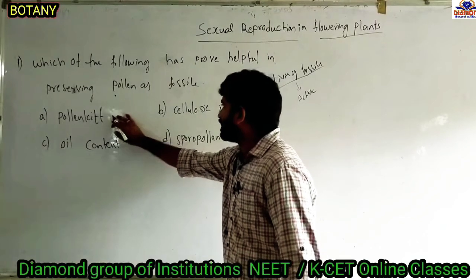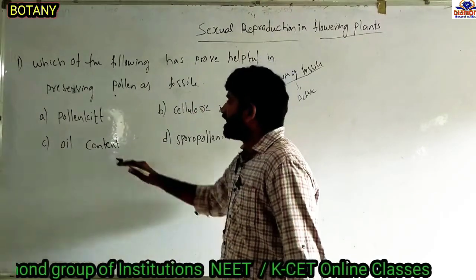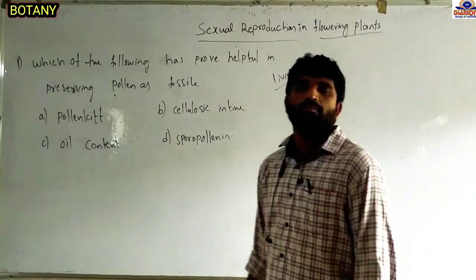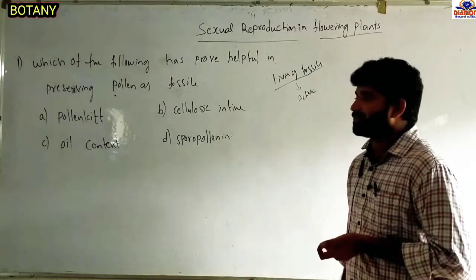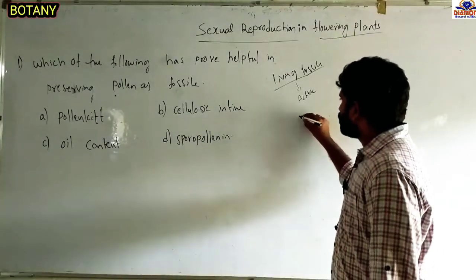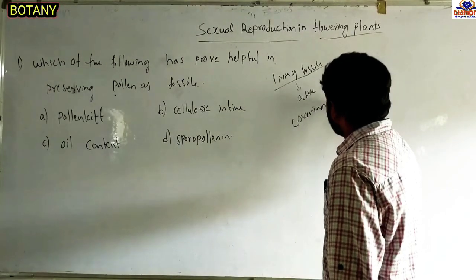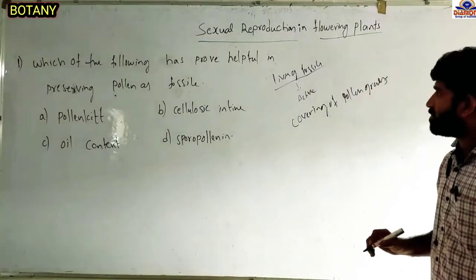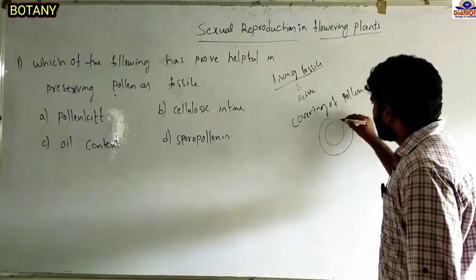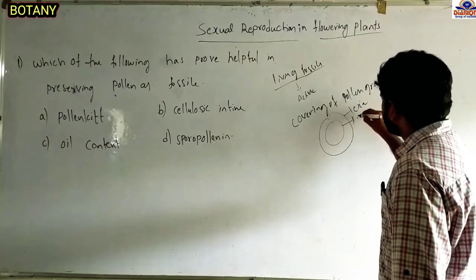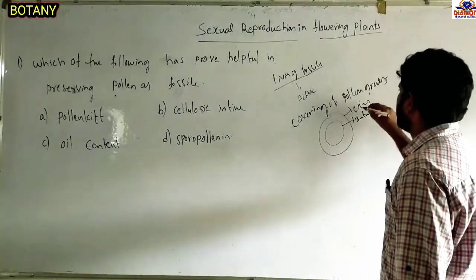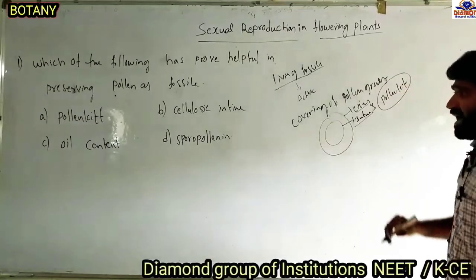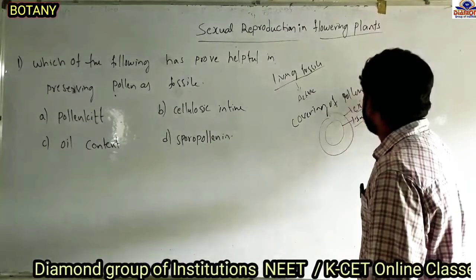Option A: pollenkitt, cellulosic intine, and oil content, and sporopollenin. Take option A, pollenkitt. It is formed by the tapetum cells, and it is the outer covering of pollen grains. The pollen grains are covered by two layers: the outer layer, the exine, and the inner layer, the intine. It is a character of entomophilous flowers, developed from the tapetum.